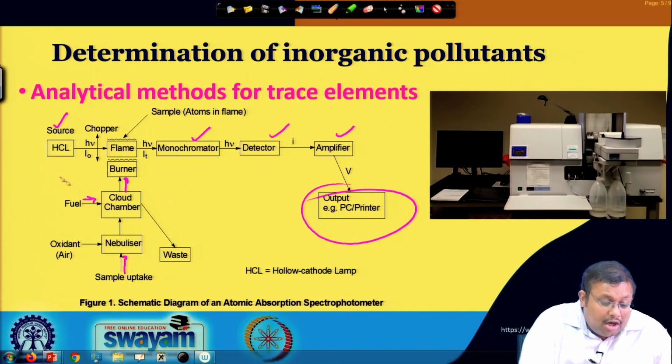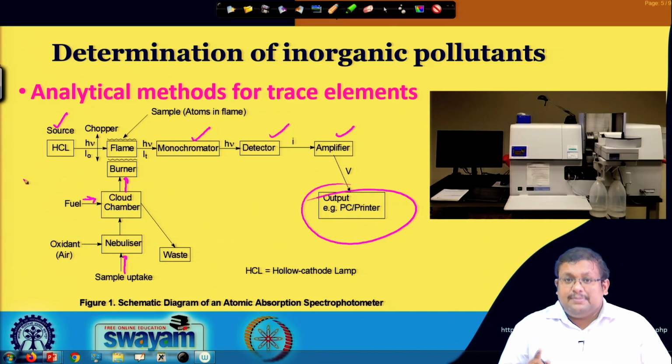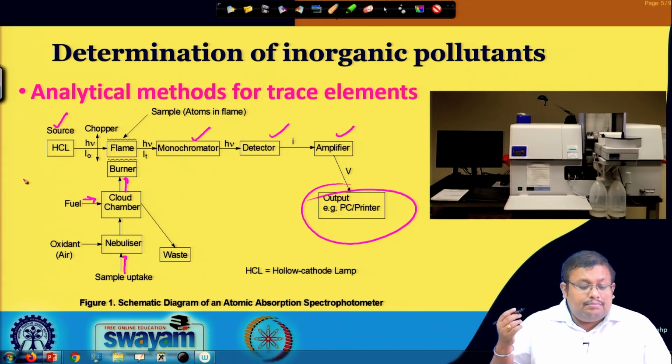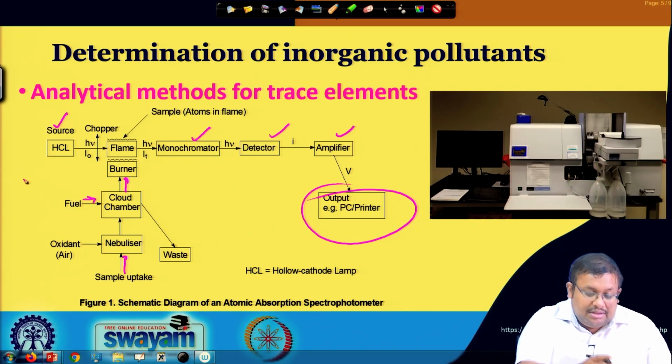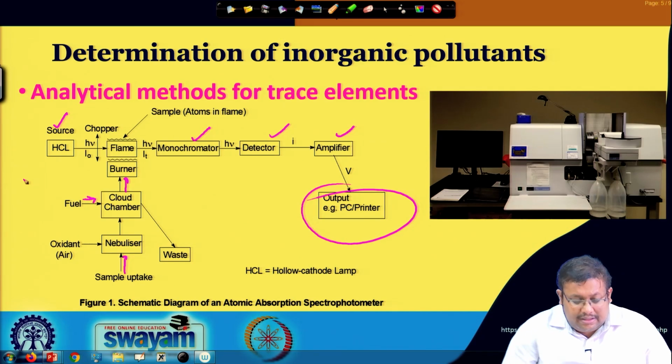Remember that this hollow cathode lamp is very specific to a specific element, and it generally utilizes a specific monochromatic radiation which is absorbed by that particular element in which we are interested. So, this is how this atomic absorption spectrometer basically works.